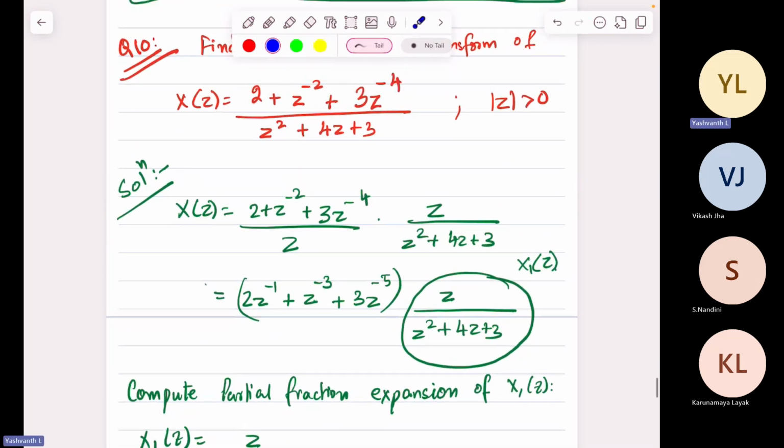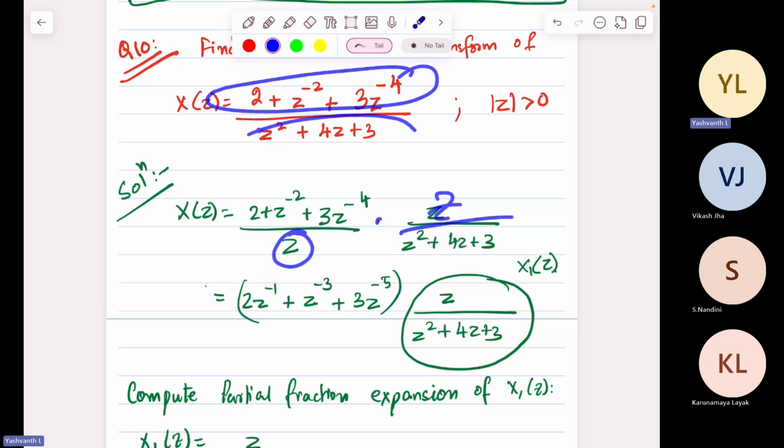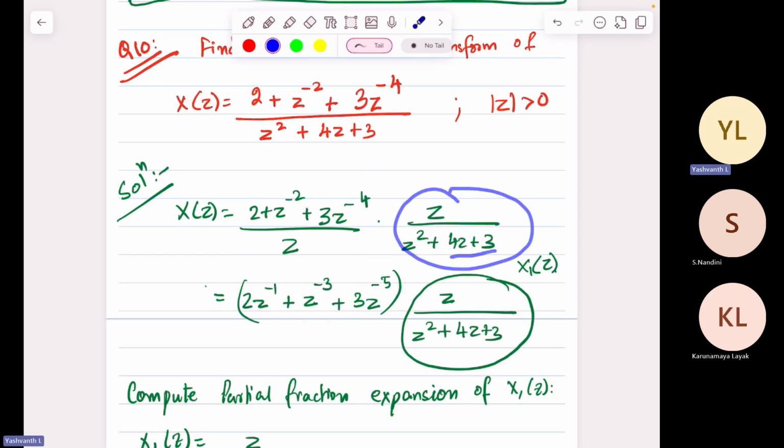Now what I will do is I will multiply and divide by z. So basically the first numerator by z into z by denominator. I will tell you why I'm doing this separation. The first term is as is. What you do basically, you divide by z. So 2 by z is nothing but 2z inverse. Z power minus 2 by z is nothing but z power minus 3. 3 z power minus 4 by z is 3 z power minus 5. Similarly, here you have z by z square plus 4z plus 3. And that you retain and call this as x1 of z.